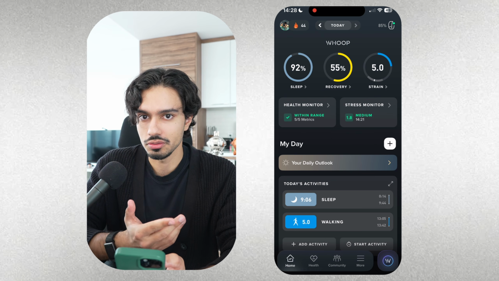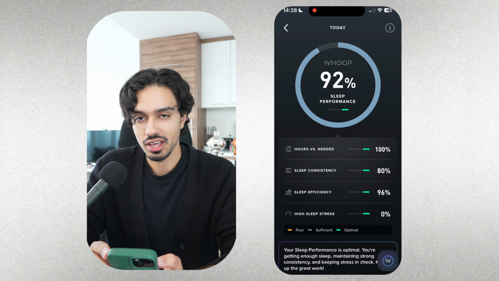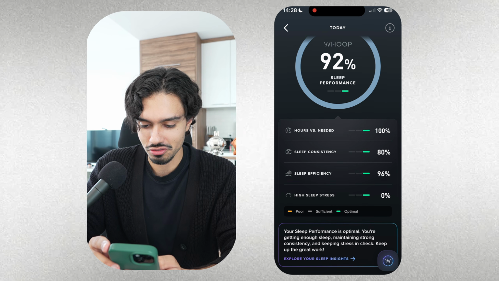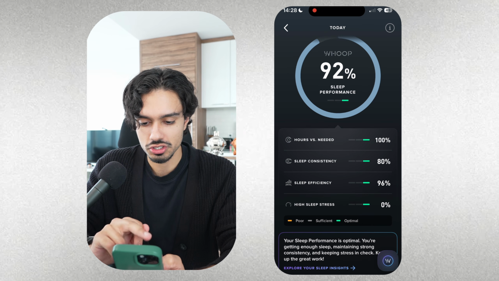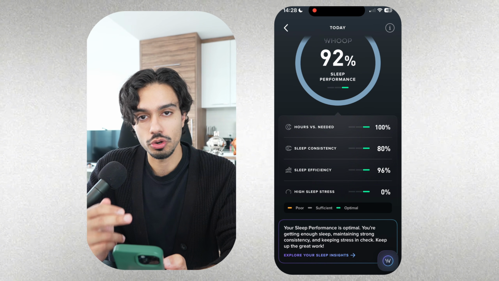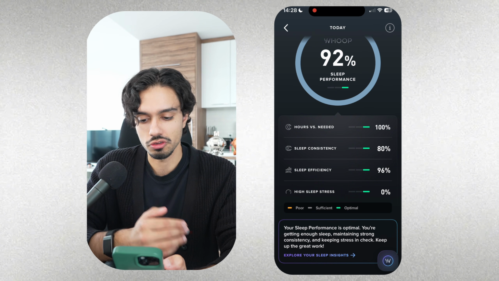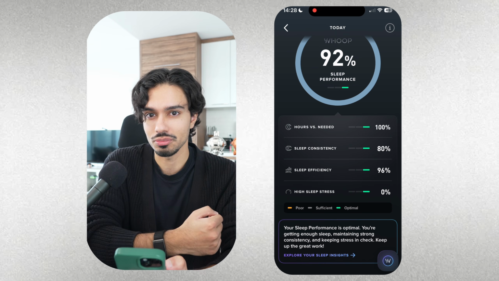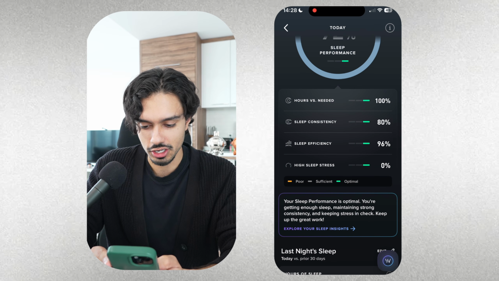Your sleep is obviously pretty self-explanatory. This is your sleep score. So I got a 92% last night. I actually slept in quite a bit, so I'm very happy about that. So you can see over here, you get a 92% sleep performance overall, but that is broken up into a variety of different components. You've got your hours versus how many you needed. So if this was low, that means you needed more sleep than you actually got. I actually exceeded that. I got 100%, so that was a great night.